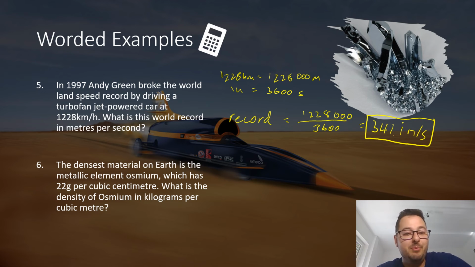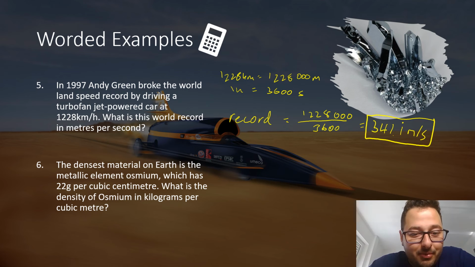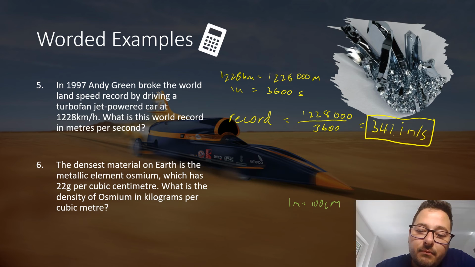Okay, then number 6, the densest material on Earth. I thought it was diamond, but it's not. It's the metallic element osmium, apparently, which has 22 grams per cubic centimetre. What is the density of osmium in kilograms per cubic metre? Okay, so again, let's just get our conversion. So we're going from centimetres to metres. So 1 metre is 100 centimetres. 1 metre squared is 10,000 centimetres squared, and 1 metre cubed is 1 million centimetres cubed.